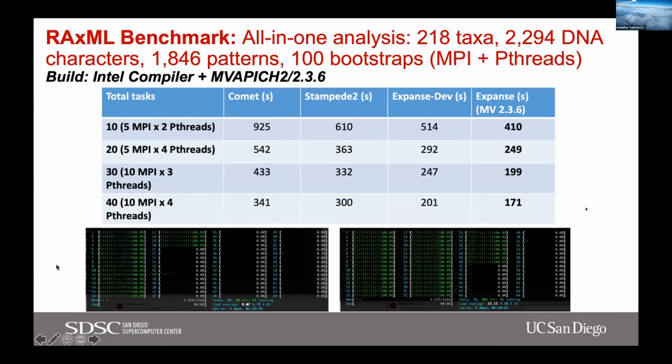So I went back and reran some of the RAxML and NEURON benchmarks that we had done before with either Intel compilers, Intel MPI, or with older versions of MVAPICH. So RAxML is a genomics code, basically, a 208 taxa, 18 taxa, 2294 DNA characters test case, runs for like 100 bootstraps. And this is an MPI plus pthreads code. And so here I'm just adding the column from that I recently did with Intel compiler and MVAPICH2 2.3.6.